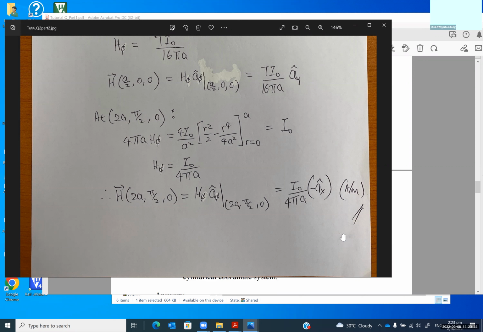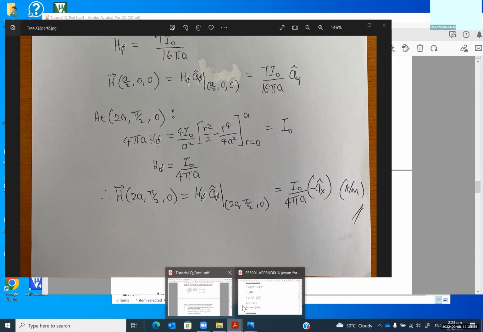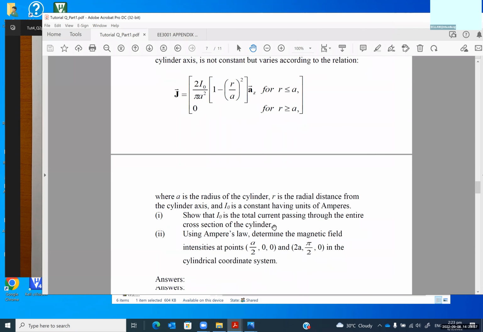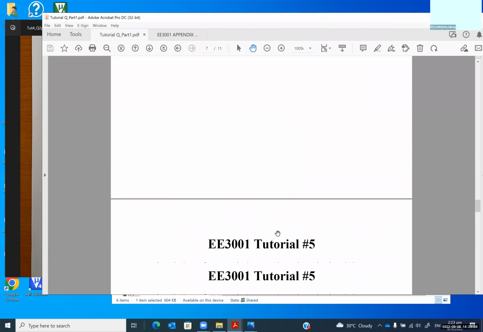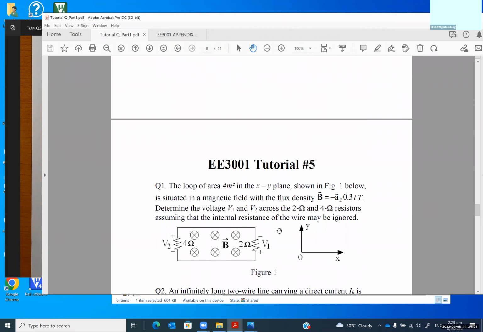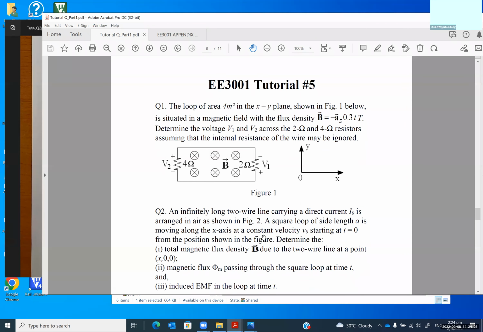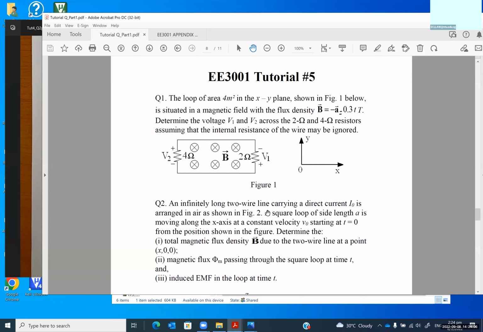Okay, if not, we move on to the next part, which is asking ourselves, what do you need to solve next week's tutorial? Here's next week's tutorial. Can you tell me what you need? Flux density. You need to understand flux density, given by the symbol B.